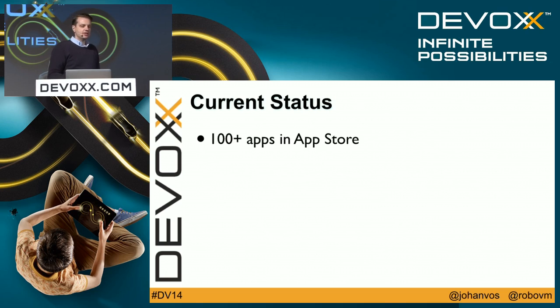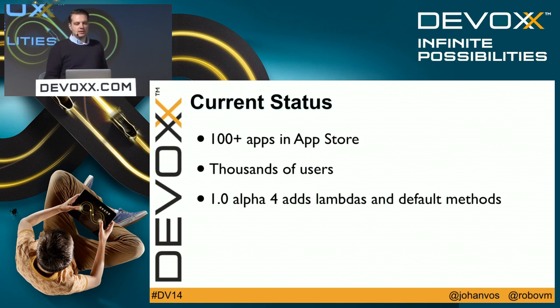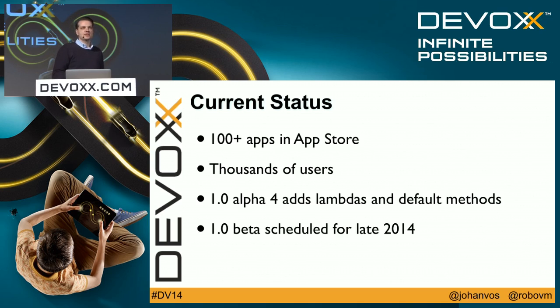So currently there are more than 100 apps in the App Store that have been built using RoboVM. Thousands of people have downloaded and tried it out. We released 1.0 Alpha 4 a couple of weeks back. This is the first release that adds native support for lambdas and default methods. So we don't even need to use Retrolambda. We have this integrated into the RoboVM compiler. And we're scheduled to release a beta later on this year.